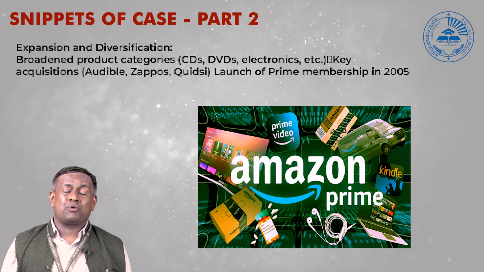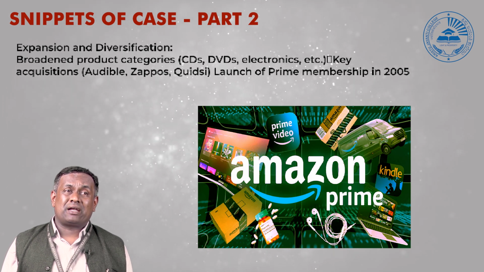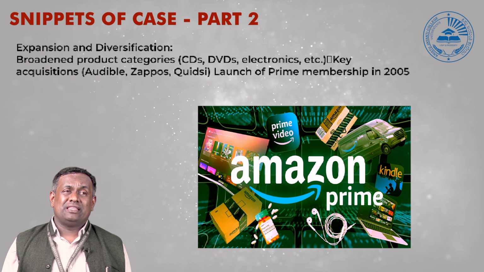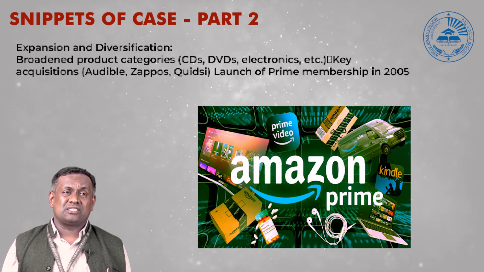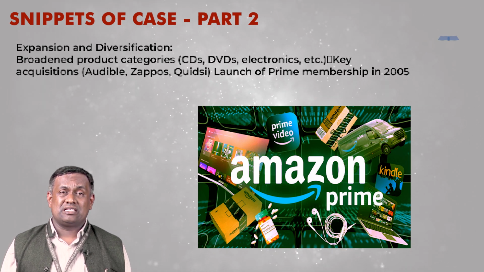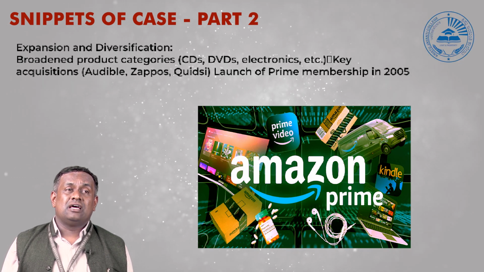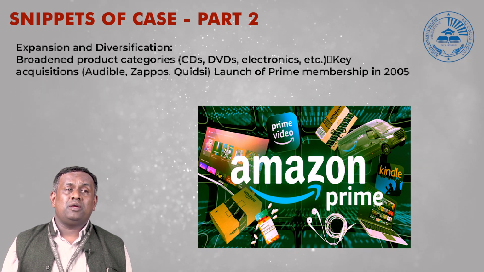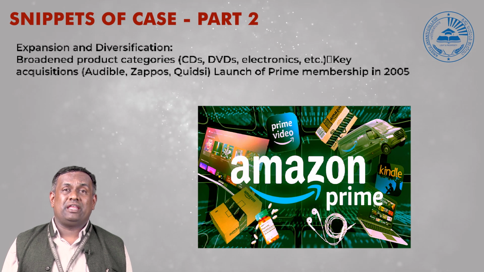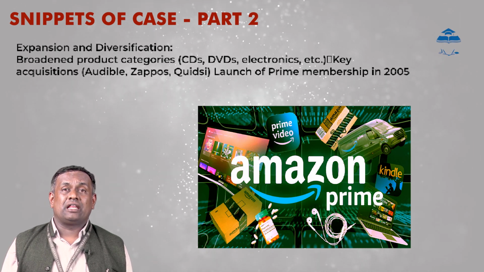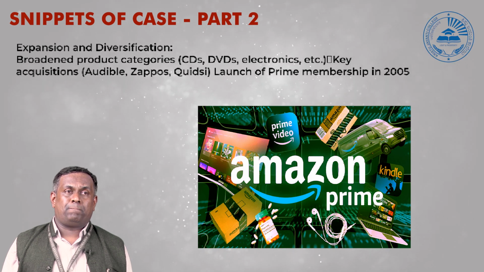It broadened the product category from compact discs and digital video displays to electronics products. Then they made key acquisitions such as Audible, Zappos and Quidsi, the online retailers. Then, very important, the Prime membership started in the year 2005, but it peaked in 2017 at full scale.